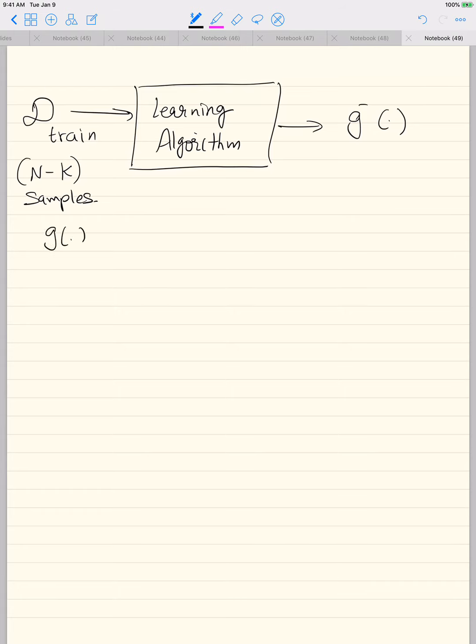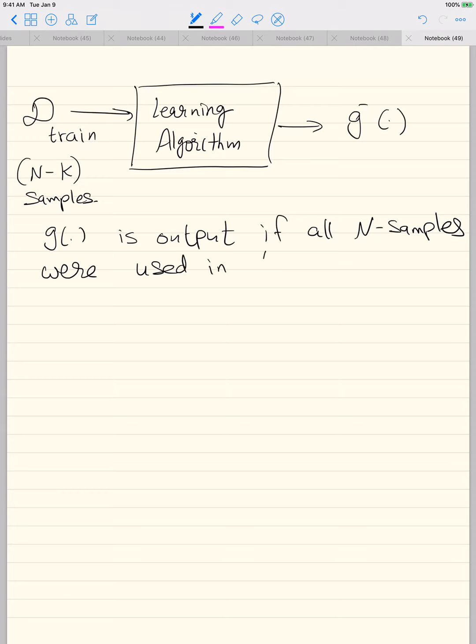So g is the output if all n samples were used in training, which is ideally what I should always output. You never output g minus, right? This is only used to estimate the test error. So g is not equal to g minus in general. Everyone understands the difference between g minus and g?